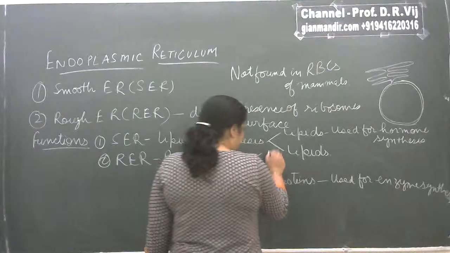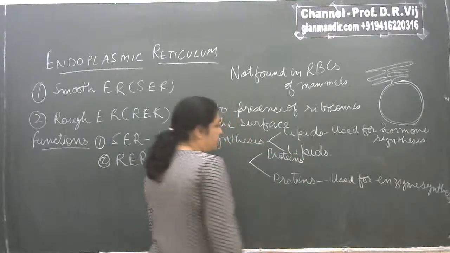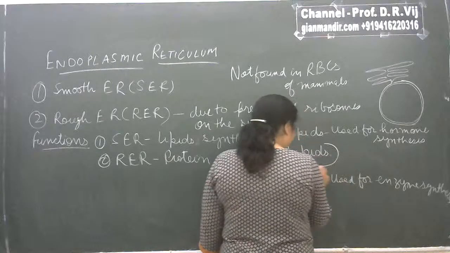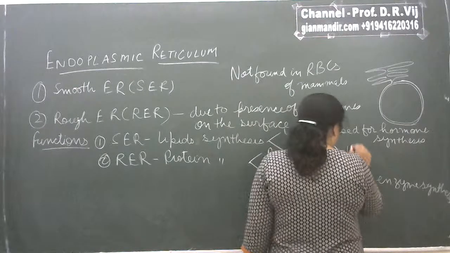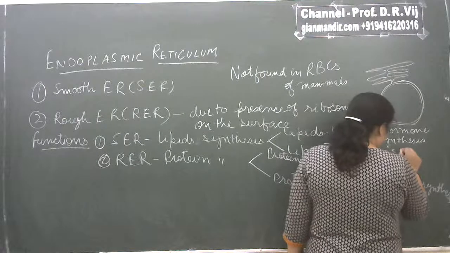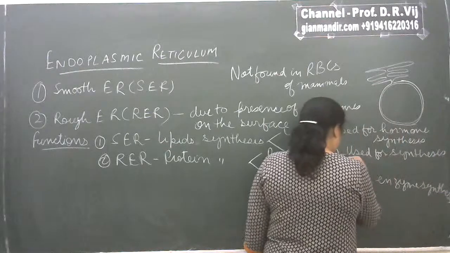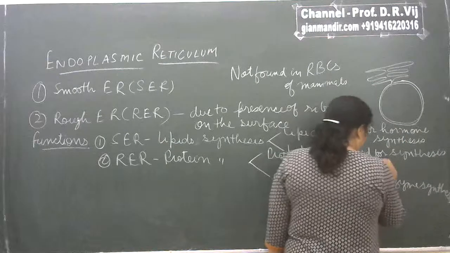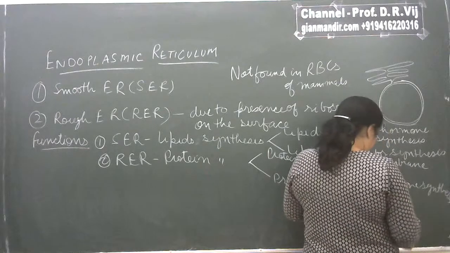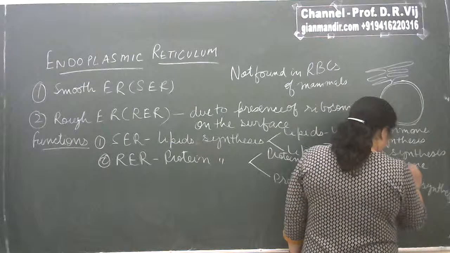So the proteins and lipids which are not utilized for enzyme or hormone synthesis, these leftover proteins and lipids are used for synthesis of cell membrane. And this process of synthesis of cell membrane is known as membrane biogenesis.